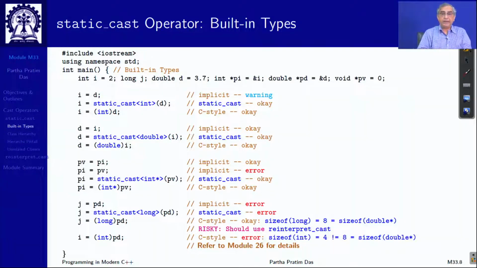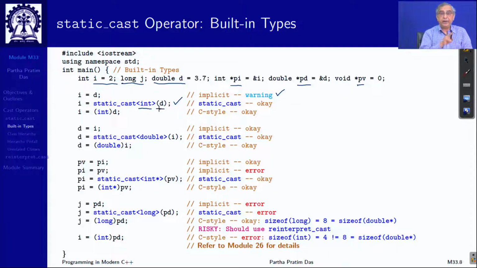So, we will start with extending the example of built-in type casting that we had seen in C. Note i is an integer, j is a long, d is a double, and I have pi, pd and pv as 3 different pointer types. Now, if I cast a double to integer, implicitly it is allowed, as we have seen, but it gives a warning. But if I do that with static cast, the compiler will be silent, because the compiler knows what you are doing. So, you can again get reminded of the style of doing this.